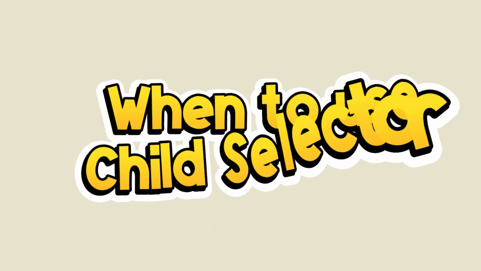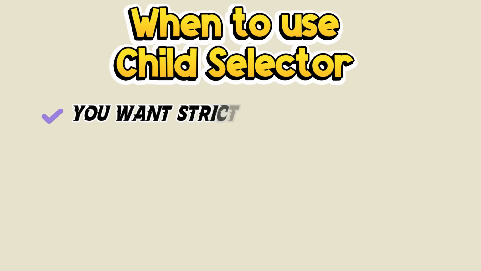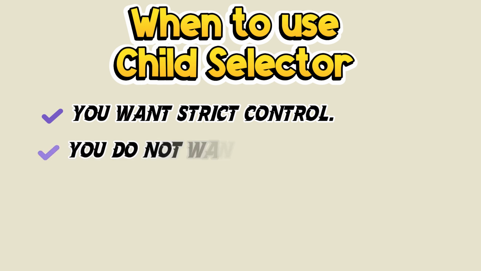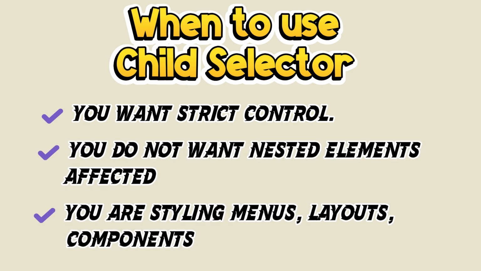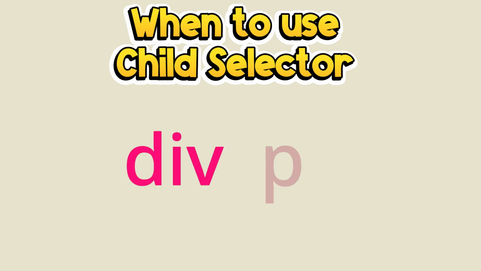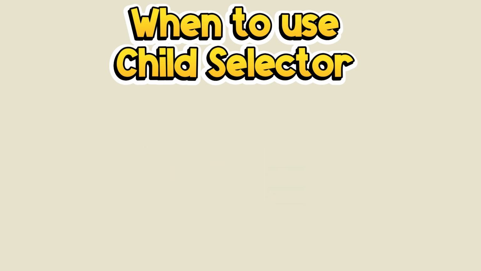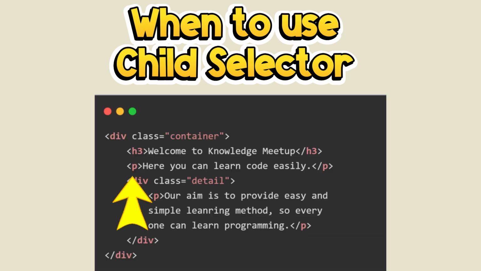You can use the Child Selector when you want strict control, you do not want nested elements affected, or you are styling menus, layouts, and components. Beginners make a mistake. They use one, but they actually need the other. You should always check: is it a direct child or nested?